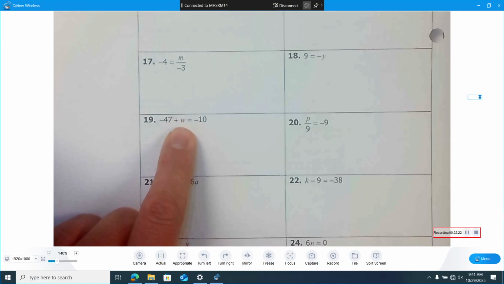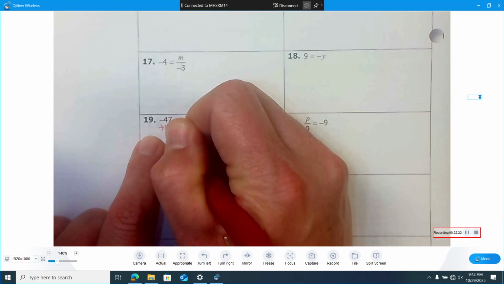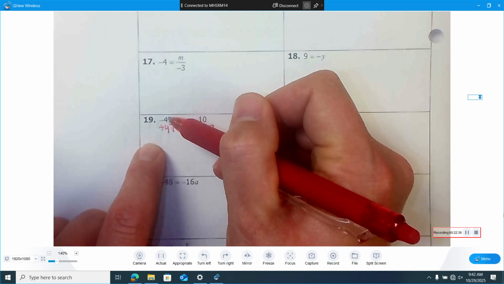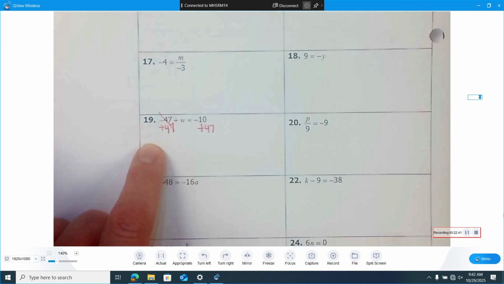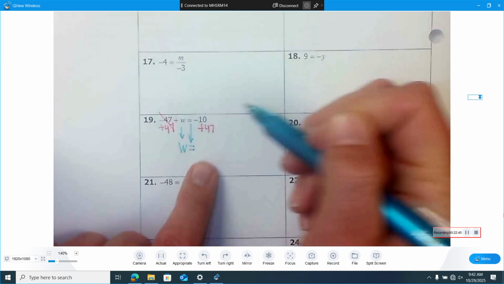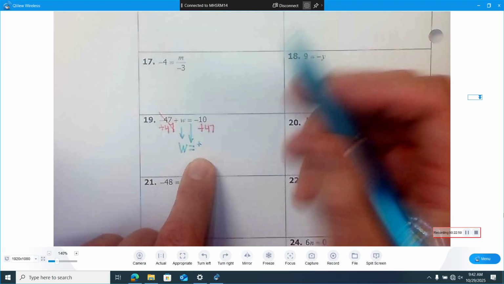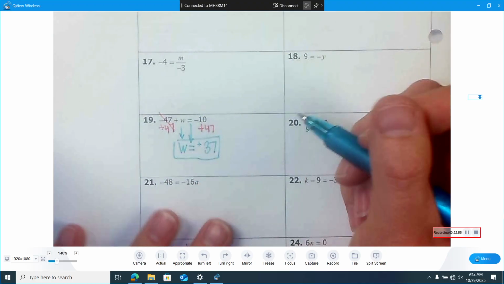We want the W all by itself. What do we need to get rid of? The negative 47. How are we going to get rid of the negative 47? Add 47 to both sides. Negative 47 plus 47 is 0. It's gone, out of here. So I get a W is equal to, who's going to win here? Positives by how many? 37. Beautiful. So here's what we think our answer is. Now, how do we check?